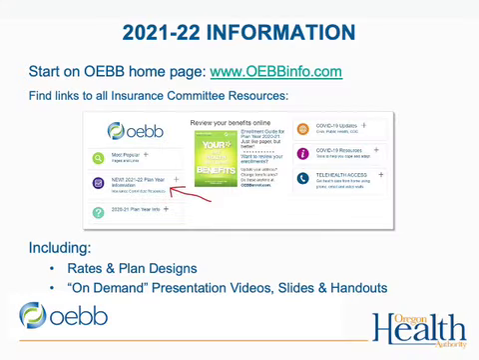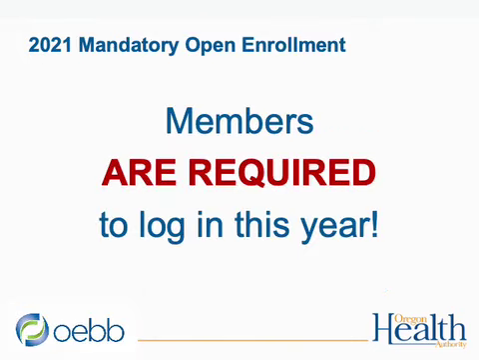All the information you need can be found from the OEB homepage, oebinfo.com. There's an accordion menu on the left side with a purple icon labeled 2021-22 plan year information. Click the plus to the right of the title, and that area will open up a list of helpful links pointing you to all the rates, plan designs, upcoming webinars, and recordings of those webinars after they're over. We will also post all the video presentations, slides, and handouts from the webinars so you can access any of the materials anytime you want on demand.